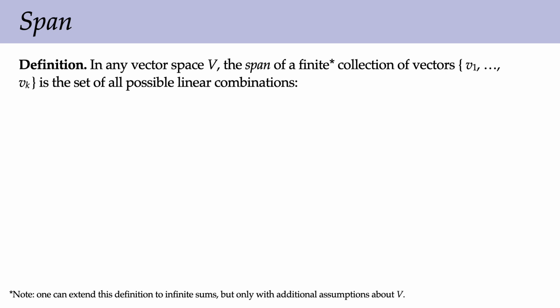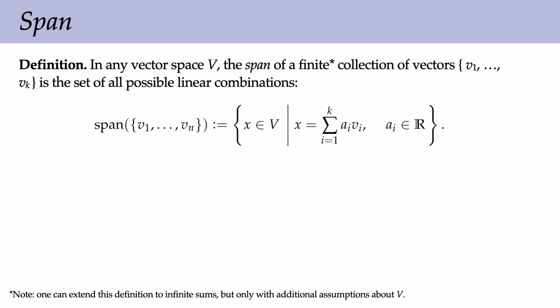More generally, in any vector space V, the span of a finite collection of vectors v1 through vk is the set of all possible linear combinations. So the span of v1 through vk is equal to all the vectors x in V such that x can be written as the sum from i equals 1 up through k of ai vi for some scalars ai.